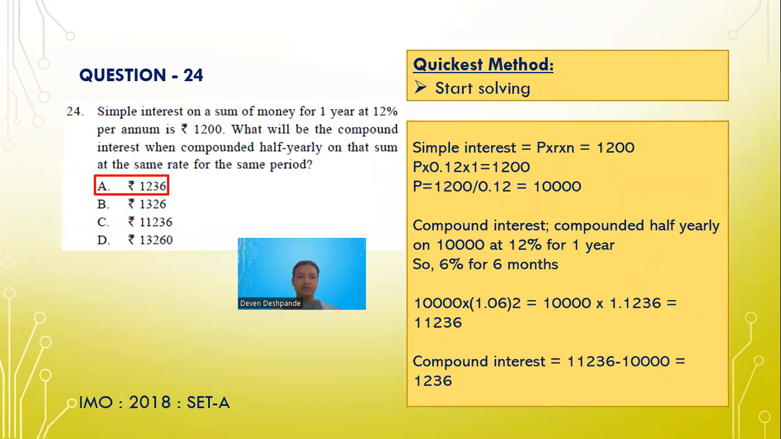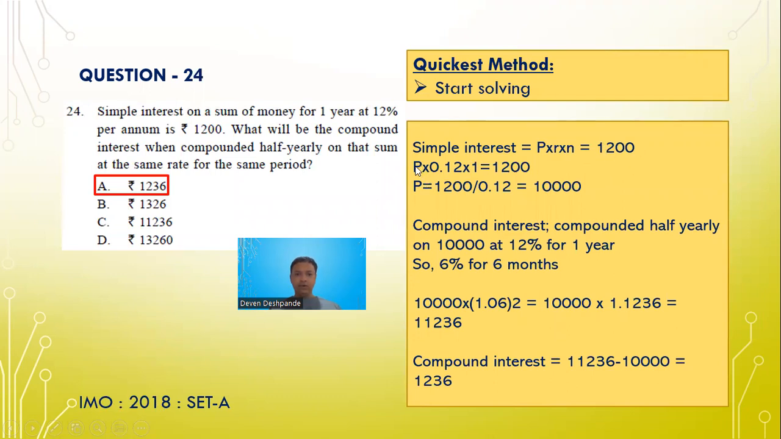Okay, next one. Simple interest on a sum of money for 1 year at 12% per annum is 1200. What will be the compound interest when compounded half yearly on that sum at the same rate for the same period? Okay, simple interest. What is simple interest formula? Principal into rate of interest into n number of years. What is simple interest achieved? It is 1200.